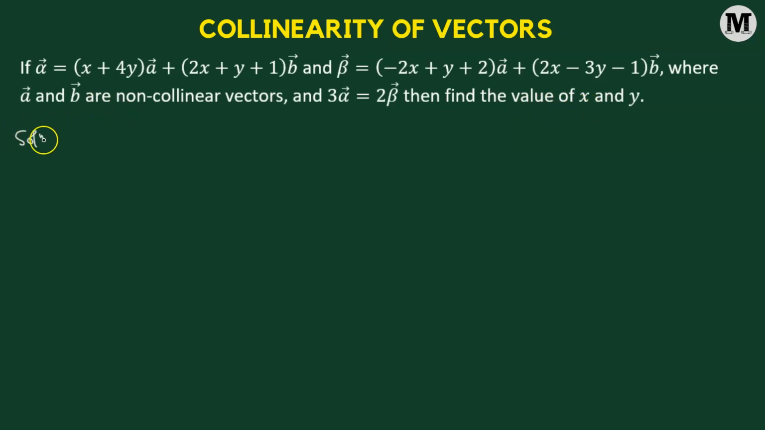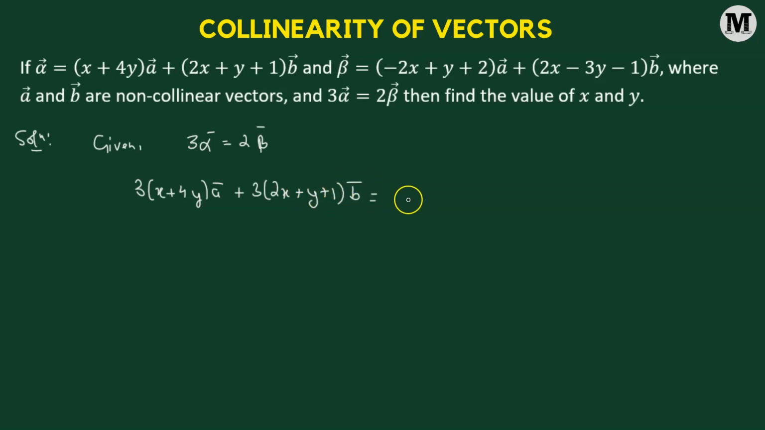Okay, let us begin. Since it is given that 3 times alpha vector equals 2 times beta vector, let's substitute the value of alpha vector and beta vector. So we have 3 times (x plus 4y) times a vector, and 3 times (2x plus y plus 1) multiplied to b vector. This is going to be equal to 2 times beta vector. So we have 2 times (negative 2x plus y plus 2) multiplied to a vector plus 2 times (2x minus 3y minus 1) times b vector.